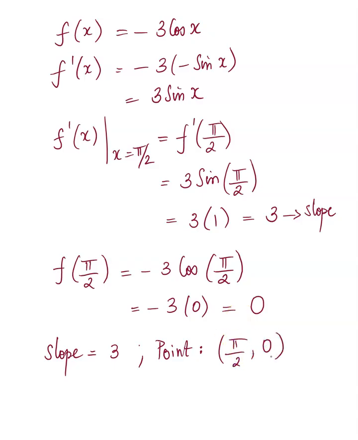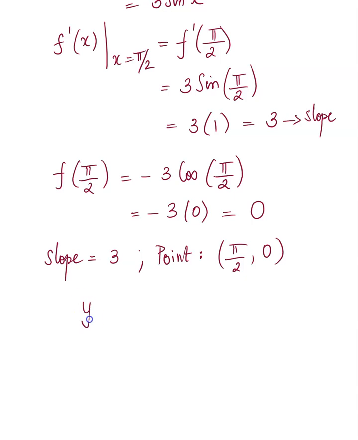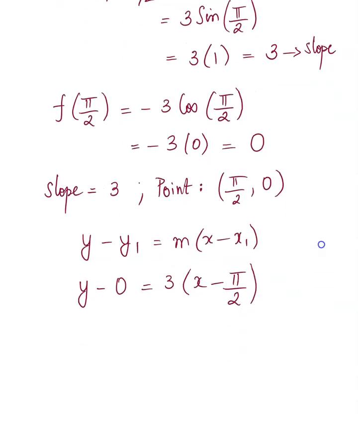comma 0. So now I have to use the slope point form, which is y minus y1 equals m times x minus x1, because this is going to give me the equation of the tangent line. And y minus 0 equals m, which is 3, times x minus pi over 2. So technically, that's y equals 3x minus 3 pi over 2. And that is the equation of the tangent line.